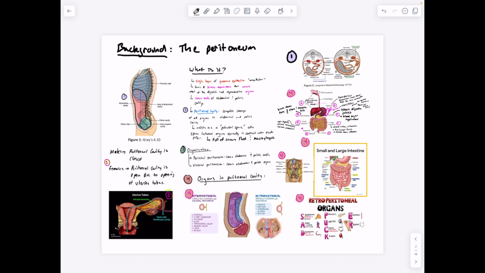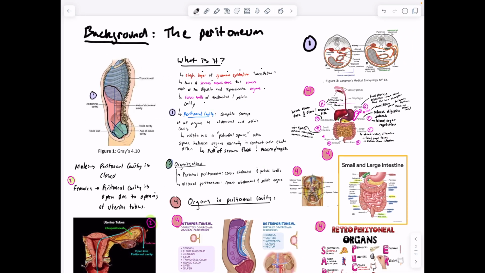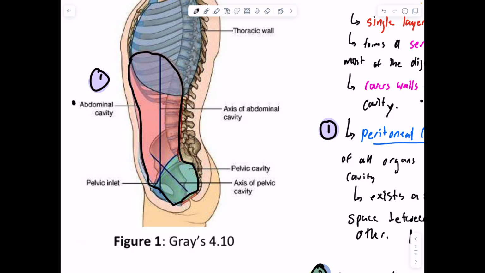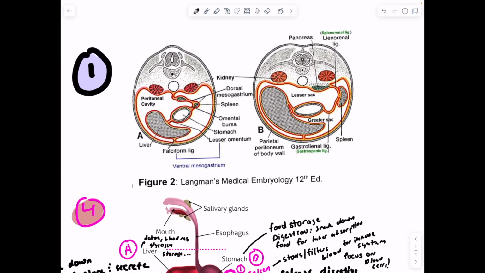So we are looking at the peritoneum for this lab, and the first question that should come to mind is, what is it? It's a single layer of squamous epithelium, aka mesothelium, that forms a serous membrane that covers most of the digestive and reproductive organs. It covers the walls of the abdominal and pelvic cavity, and so our peritoneal cavity would include the abdominal and pelvic cavity overall. Here you can see a better view, perhaps a cross-section of the peritoneal cavity.